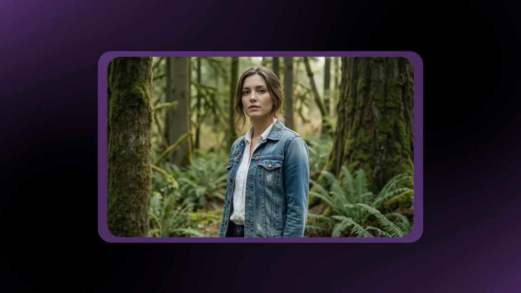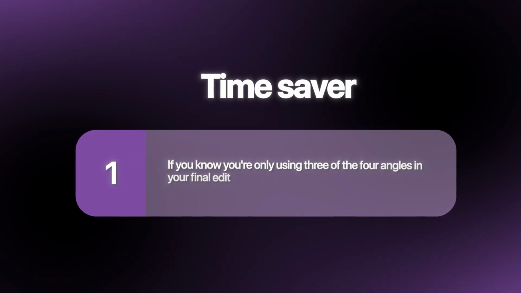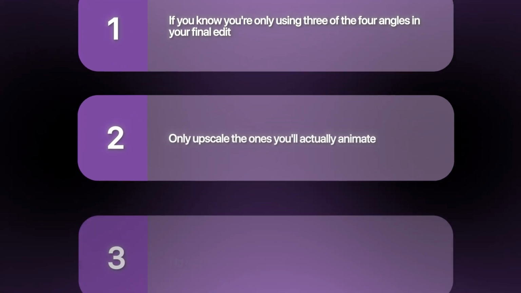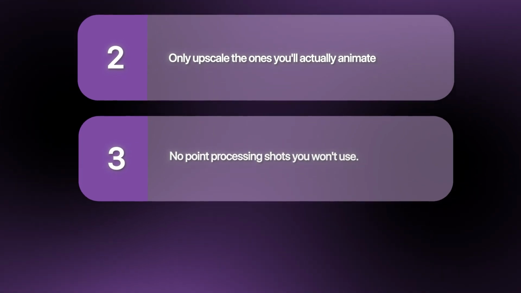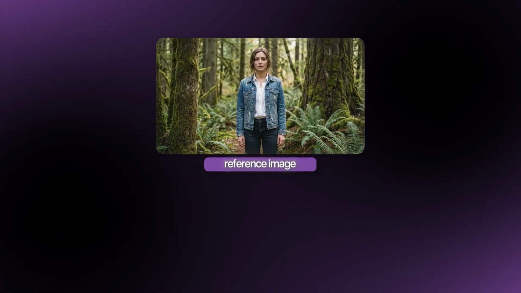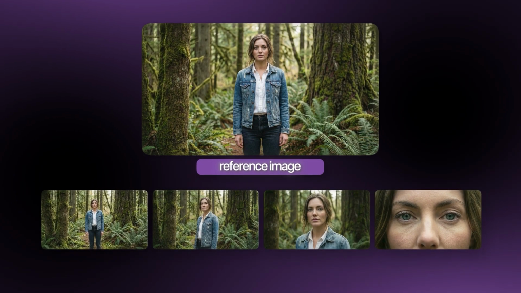Repeat this for camera angles 2, 3, and 4. Same upscale options for each one. I do this in batches. Upload 2 at a time, let them process, download, then move to the next batch. Time saver: if you know you're only using 3 of the 4 angles in your final edit, only upscale the ones you'll actually animate. No point processing shots you won't use. Once all 4 angles are upscaled, you have 4 cinema-ready images. Same character, 4 angles, maximum quality.